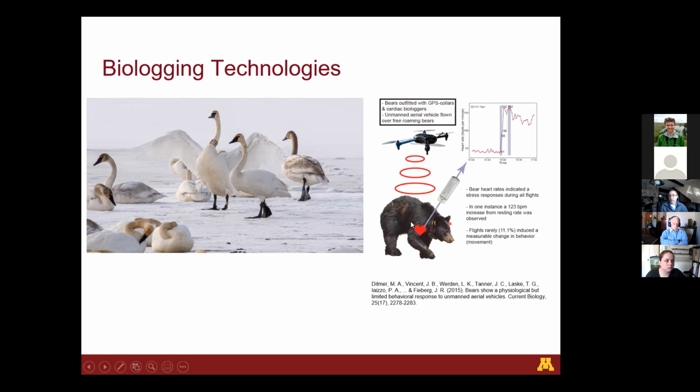We can also often implant different types of sensors. So I worked with Mark Dittmer, an alum from our program, where they took heart devices from Medtronic and put them in black bears, and we could actually link up a response to drones flying above these bears and see how it affected their heart rates and their movements.